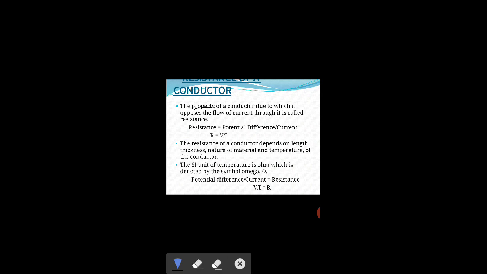The property of a conductor due to which it opposes the flow of current through it is called resistance. I'll repeat it again. The property of a conductor due to which it opposes the flow of current through it is called resistance. The resistance of a conductor is numerically equal to the ratio of potential difference applied across its ends to the current flowing through it. That is, resistance is equal to potential difference upon current, or R is equal to V upon I.